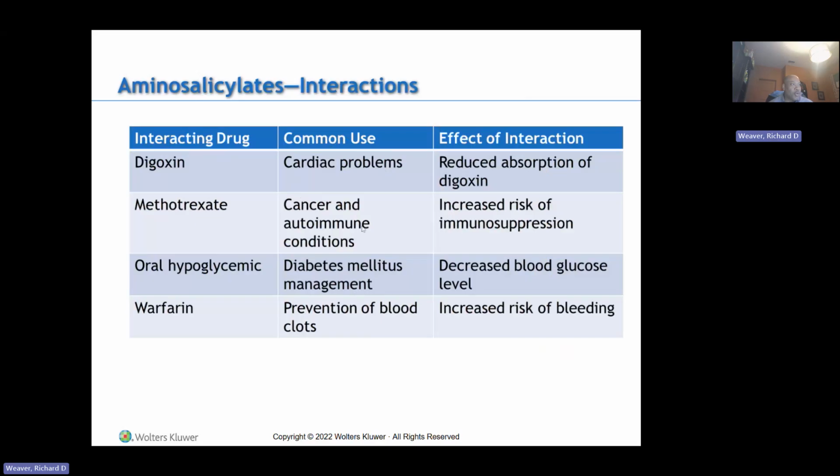Methotrexate is used for cancer and autoimmune conditions. And when given with aminosalicylates, there's an increased risk of immunosuppression because these drugs are used to suppress, right? Suppress the immune system. And so there's increased risk of immunosuppression. So these patients' immune system is really going to be suppressed, weak, and unresponsive to microorganisms, if you will, so they can get sick a whole lot easier.